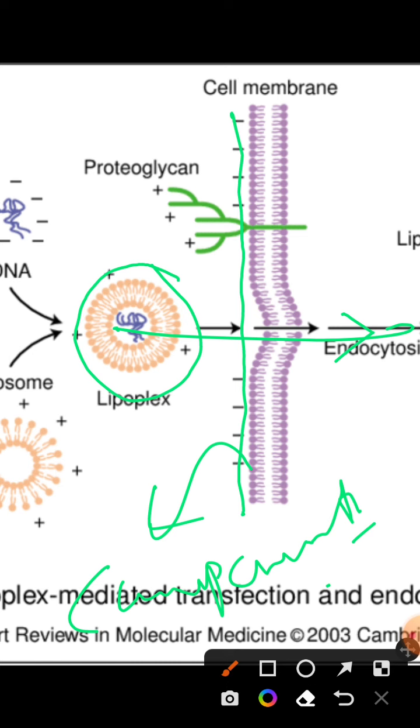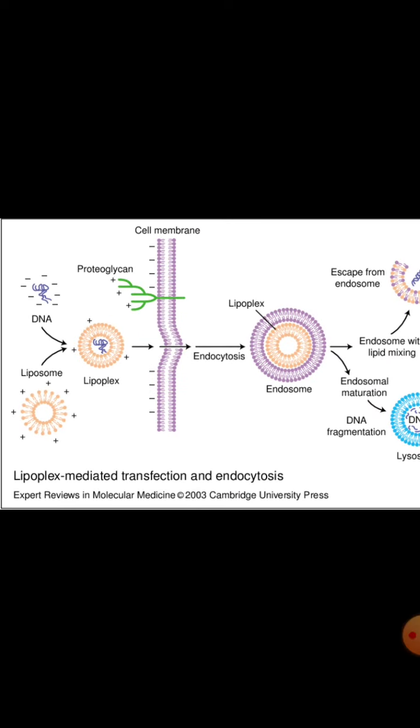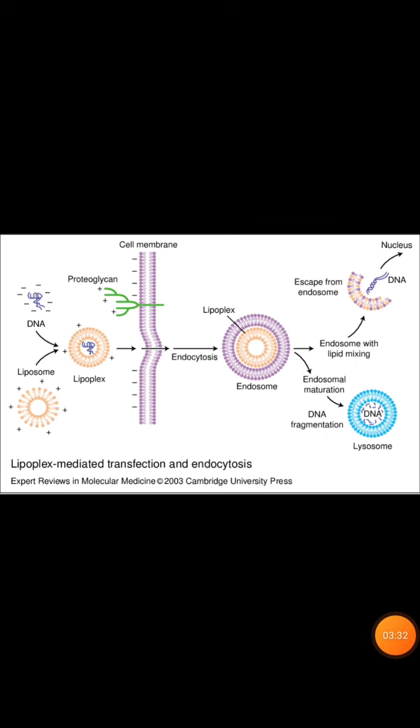Although nowadays some ligand linked lipoplexes are used to make the transfer target cell specific. So in terms of specificity there is some problem in the case of lipoplex mediated transfection and endocytosis. Now let's discuss the advantages. The first advantage is that it is economical.